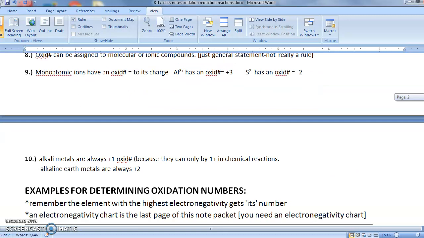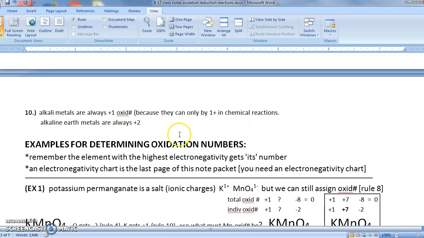Rule number 10 and our final rule: the alkali metals will always be +1 oxidation number because they can only become 1+ in chemical reactions, and we're not talking about hydrogen here. We're talking about the rest of the alkali metals. And the alkaline earth metals will be +2.